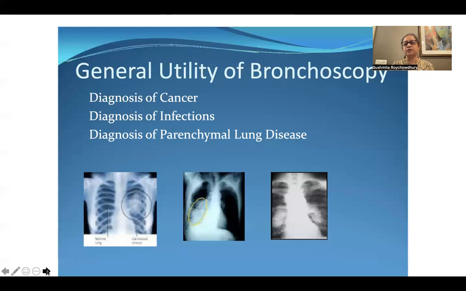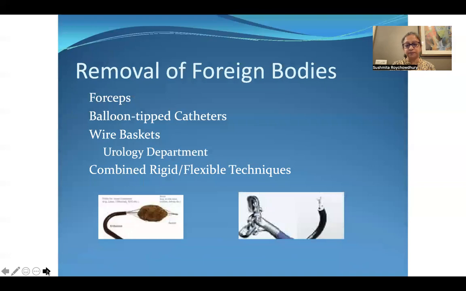Let's go through what it is. General utility is usually for diagnosis of infections, cancer, parenchymal lung diseases, and therapeutically, lots of times in the intensive care unit to clear out collapsed lungs, during hemoptysis, etc., and for debulking of tumors. Removal of foreign bodies using specialized structures such as foreign body forceps, catheters, wire baskets, etc., by flexible or rigid techniques has gradually gained a lot of momentum and helped many patients.